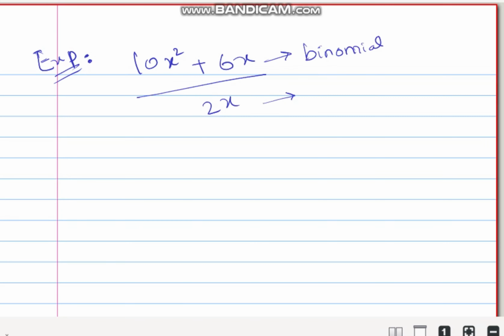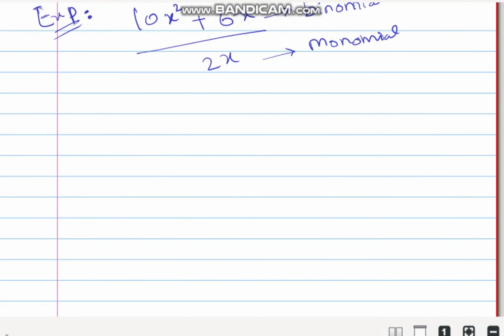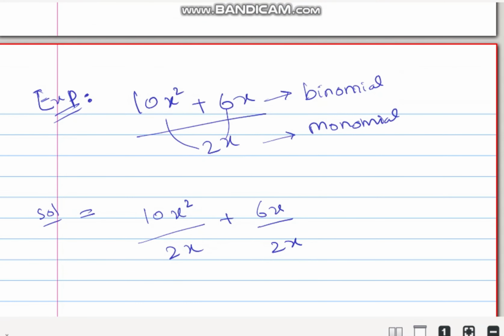Monomial. Okay, so how will we do that? Basically, this is a very simple thing. The solution will be: you will just write simply 10x² over 2x, and plus 6x over 2x separately. Mathematically it is correct to write 2x separately with each term. It is very acceptable.